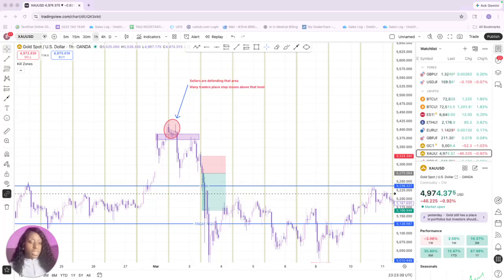Notice something, the trade didn't happen randomly. It followed the exact sequence we just talked about.